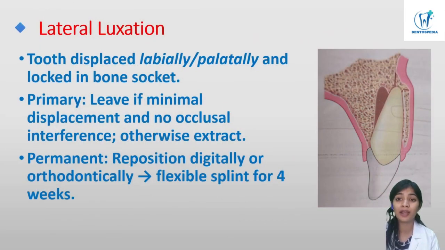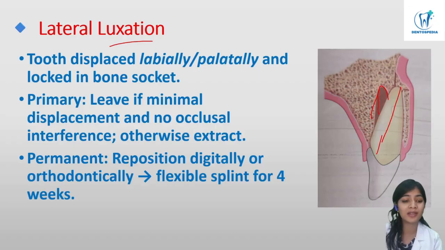Now next is lateral luxation. So see, displacement of the tooth sideways, usually palatally or lingually or labially. The alveolar bone is fractured. Understand? The tooth is displaced, often firm and locked in the new position. So you can see it was the old socket and the tooth has moved laterally. So a tooth is displaced labially or palatally and locked in the bone socket.